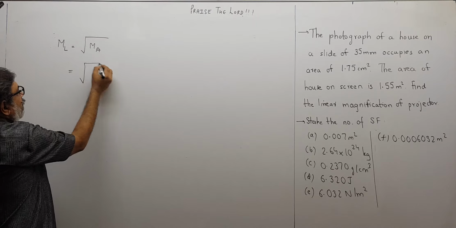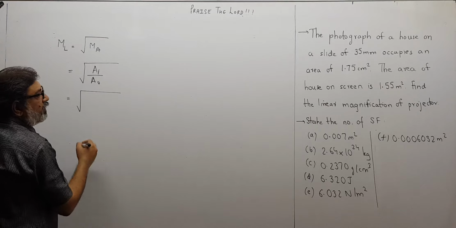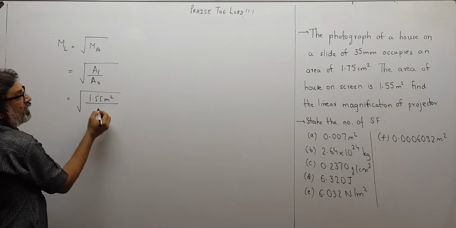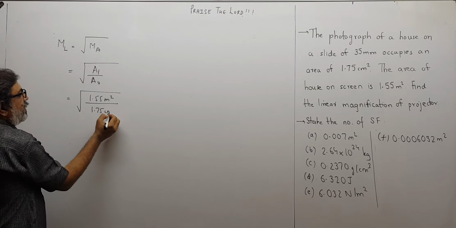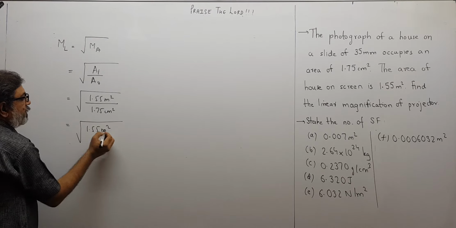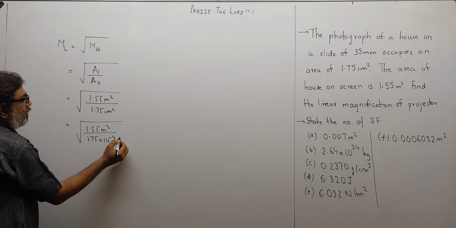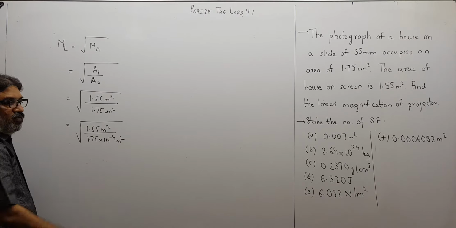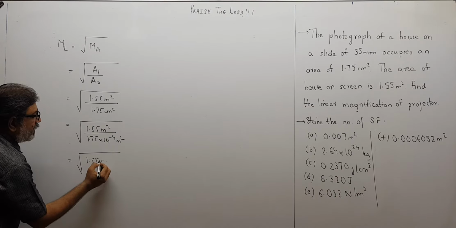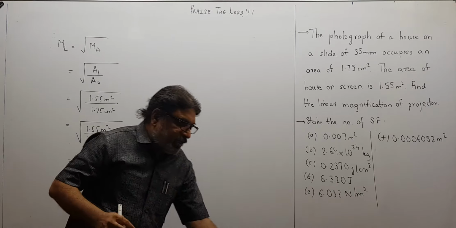Magnification of area means what? Area of image upon area of object. Area of image, that is how much? 1.55 meter square. And what is area of object? 1.75 centimeter square. So I write it as 1.55 meter square, and I write it as 1.75 into 10 raised to minus 4 meter square. I convert centimeter square into meter square. So this becomes equal to 1.55 into 10 raised to 4 upon 1.75. Now I divide and take root.